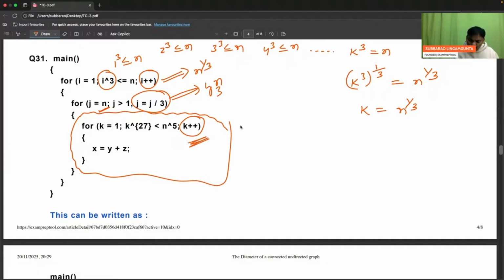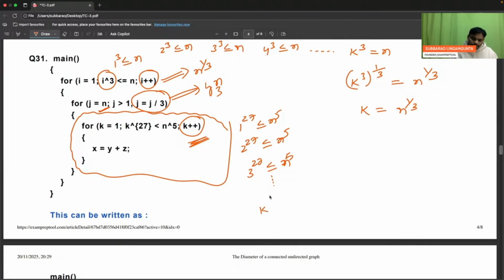So what is the meaning? First you verify: k value is initially 1. 1 power 27 is less than or equal to n power 5 or not? Yes, true. Assume it is true. In the next round, k value becomes 2. 2 power 27 is less than or equal to n power 5 or not? If that is also true, next, 3 power 27 is less than or equal to n power 5 or not? If that is also true, continue.